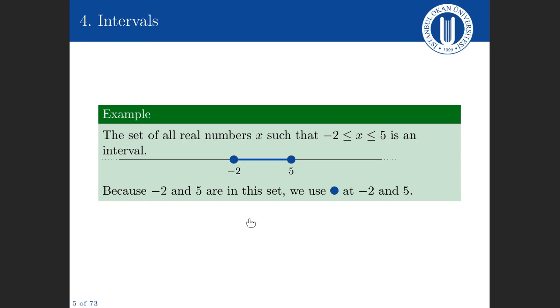This set is also an interval. The set of all real numbers x, such that x is between -2 and 5. We can draw a picture of this interval like this. The interval starts at -2 and it goes to 5. Because -2 and 5 are in this set, we can draw a filled-in circle at -2 and 5. There are at least two numbers in the set. There's infinitely many numbers, in fact, in the set, and there are no holes in the middle, so this is an interval.